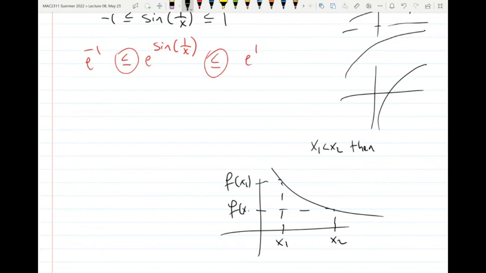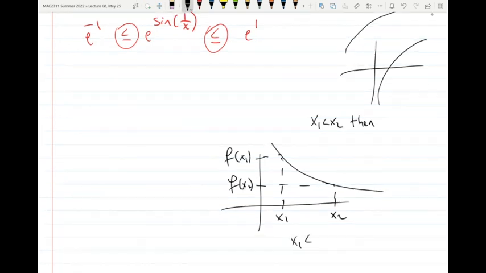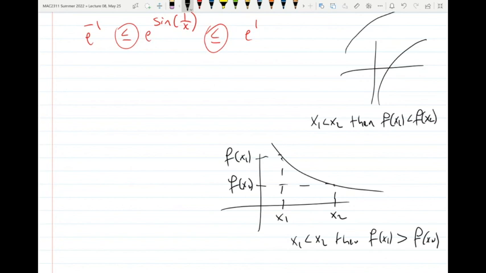the bigger the output. So what's going to happen is that if x1 is less than x2, then f of x1 is bigger than f of x2. That's in the decreasing case. In the increasing case, if x1 is less than x2, then f of x1 is still less than f of x2. In other words, if a function is increasing, when you apply it to an inequality, it doesn't affect the direction. If your function is going up, it's not going to affect the direction. If your function is going down, it will affect the direction. It will flip it. If it's less than, it becomes greater than.